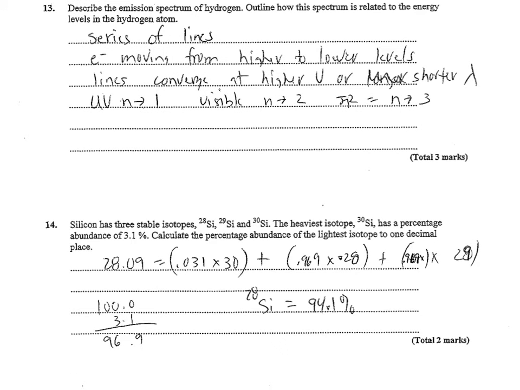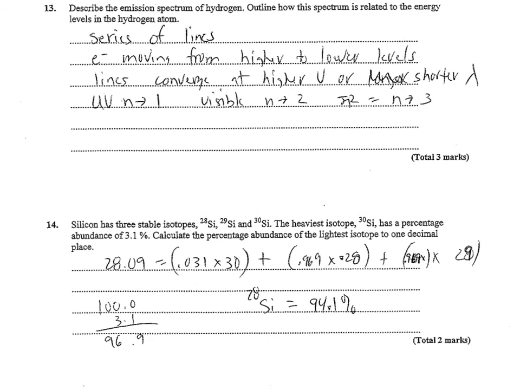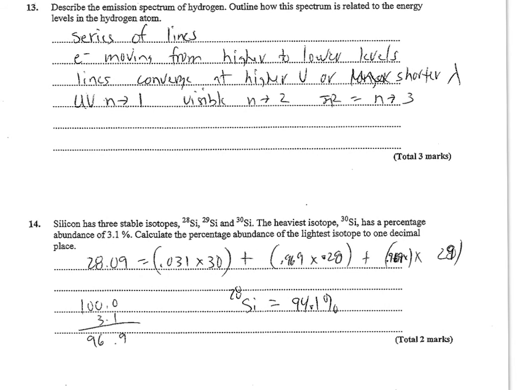Number 13 was a little bit bizarre. They asked for the emission spectra of hydrogen, outline how the spectrum is related to energy levels. So that's what they really wanted you to key on, is 3 different things connected to the energy levels. So the 3 marks I didn't think were very clearly outlined as to what they were looking for, but there were 4 things that they would have given you a mark for.